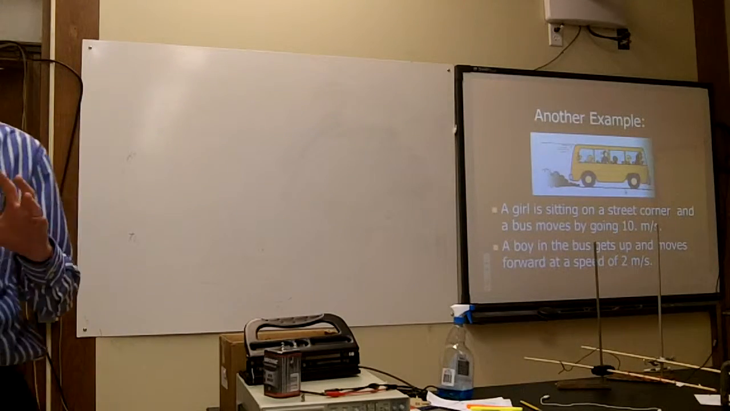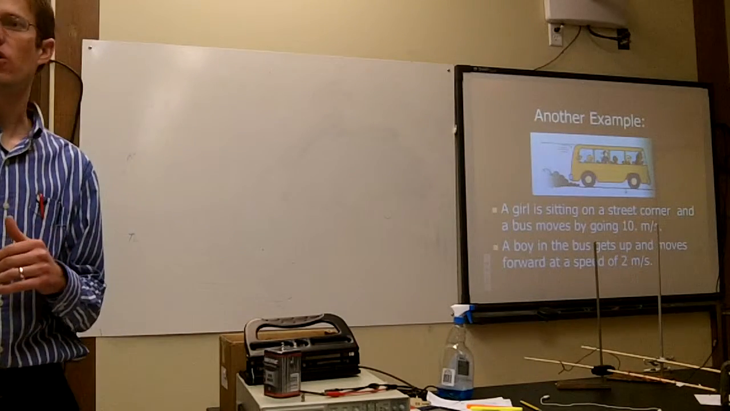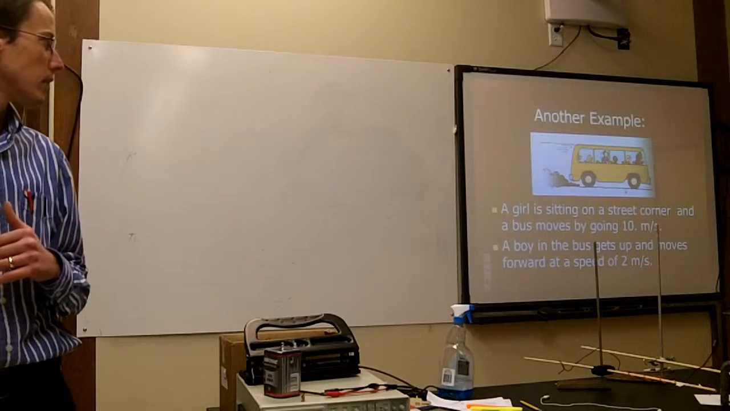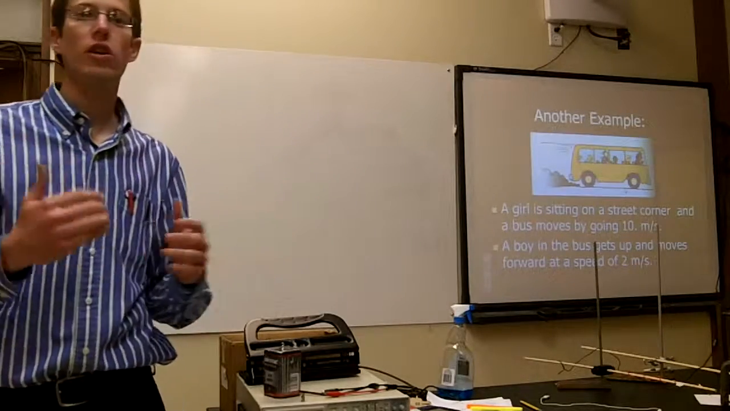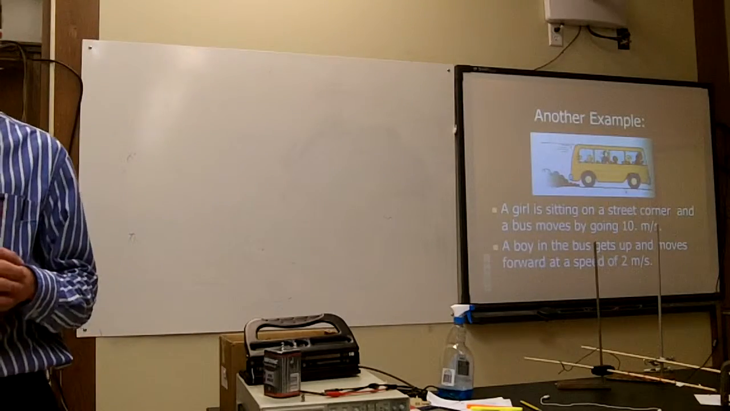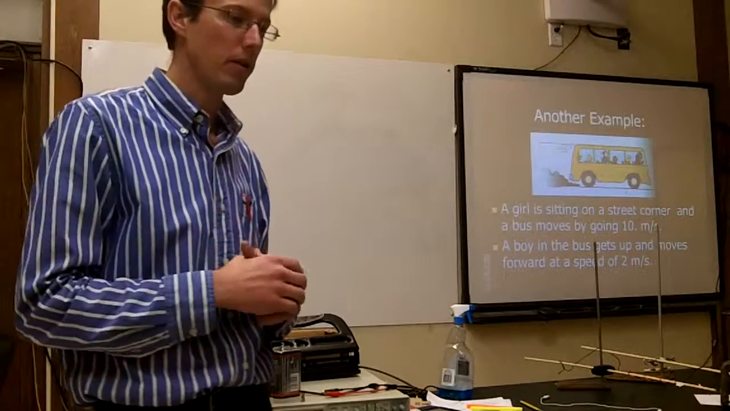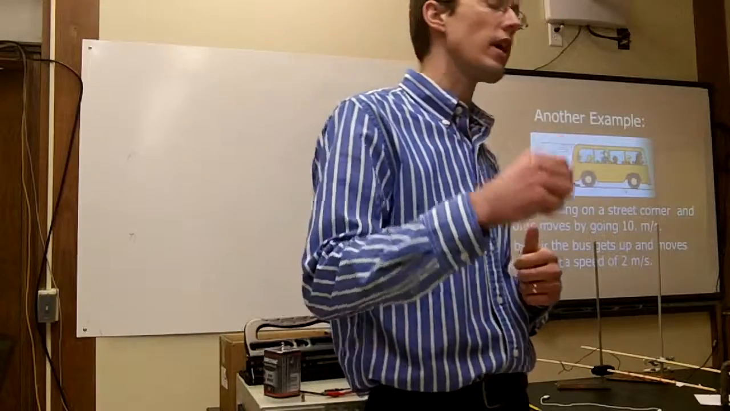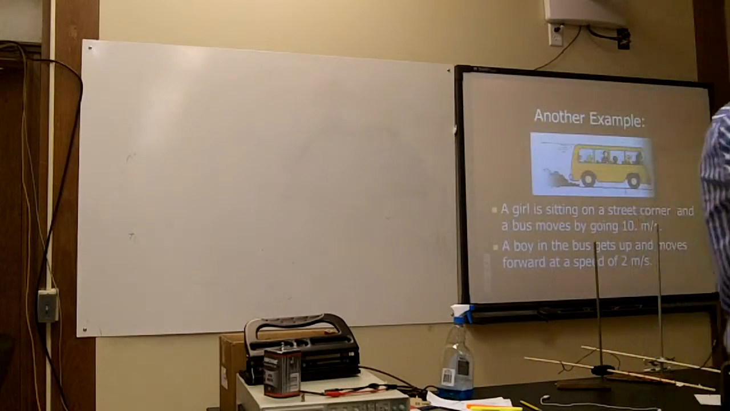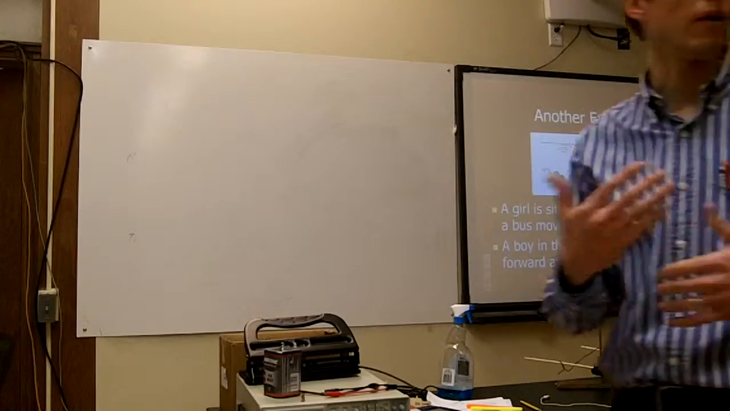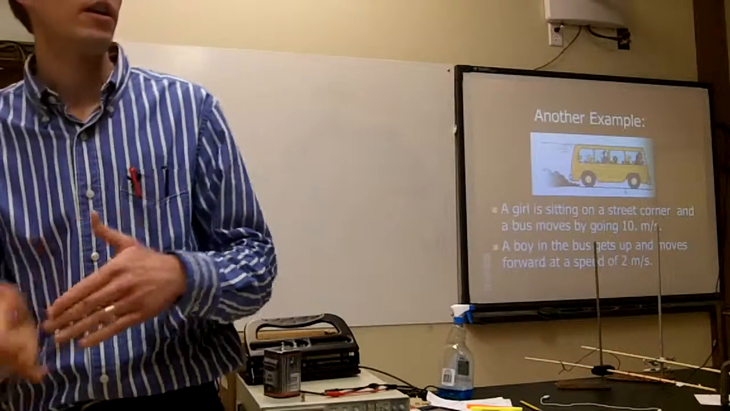Now the girl sitting on the corner sees the bus go by at 10 meters per second. If the boy gets up and moves at 2 meters per second, who does the girl sitting on the corner see going faster, the boy or the bus? The boy is actually going faster. You'll see the boy start to pass the bus in the window. So how fast is the boy going? 12 meters per second. See how that's relative and how you can speed up?